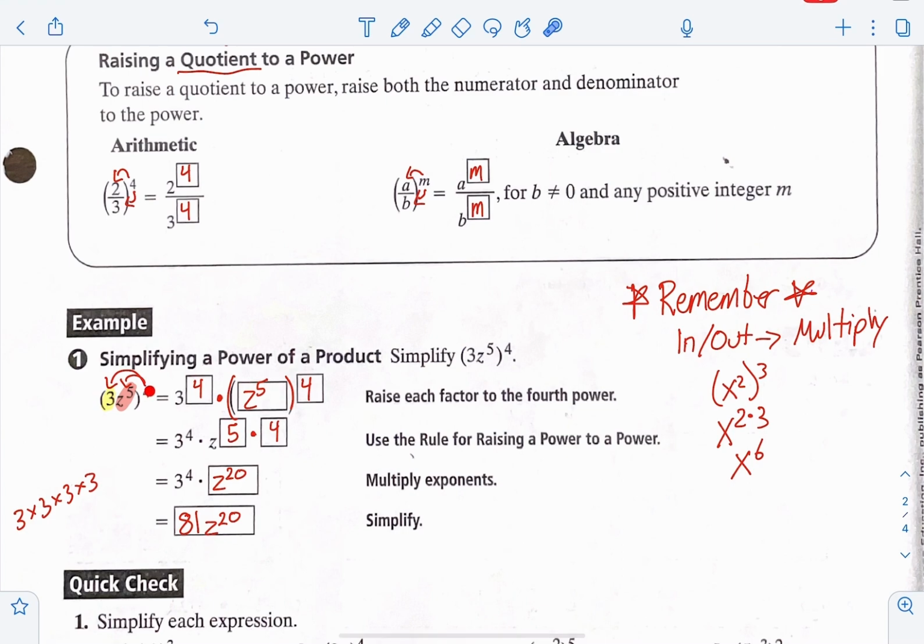Okay. So again, that 4 gets applied to the first part, gets applied to the second part. 3 to the 4th, that's easy. Then we apply it to the z to the 5th. So we have z to the 5th on the inside, 4th on the outside. And then we solved down from that.